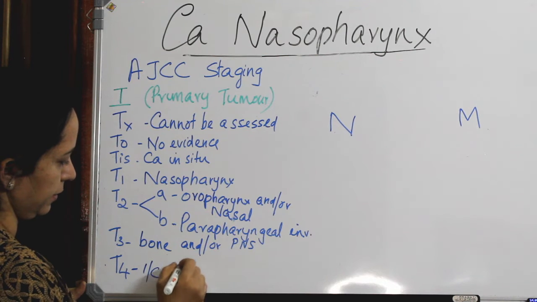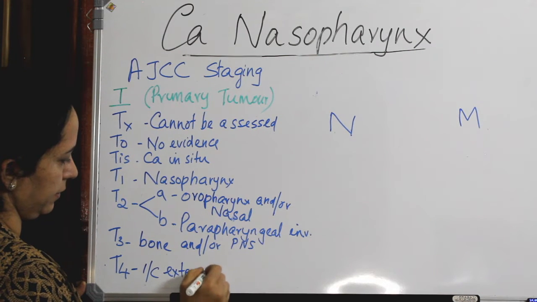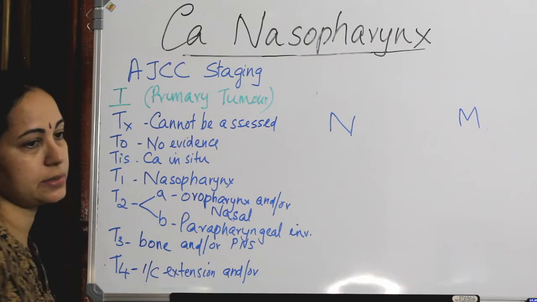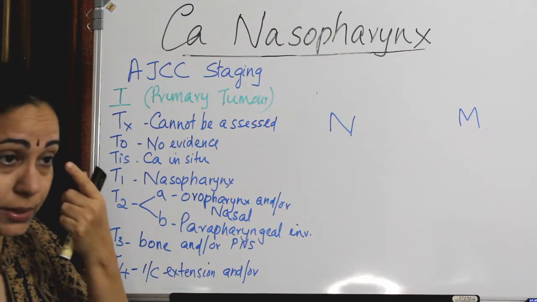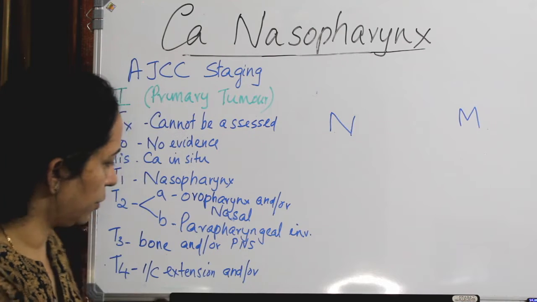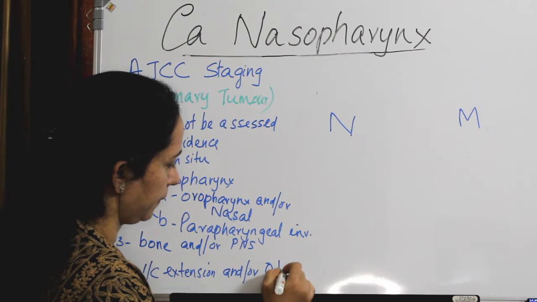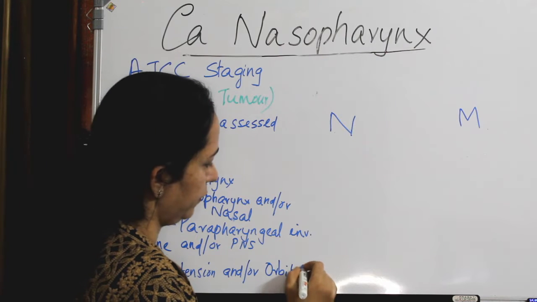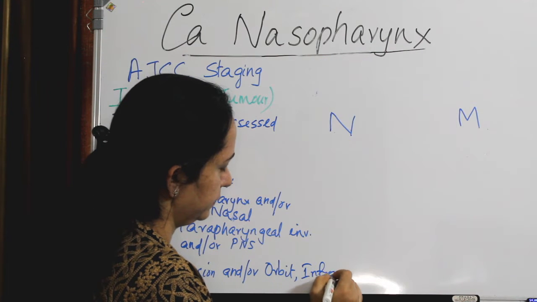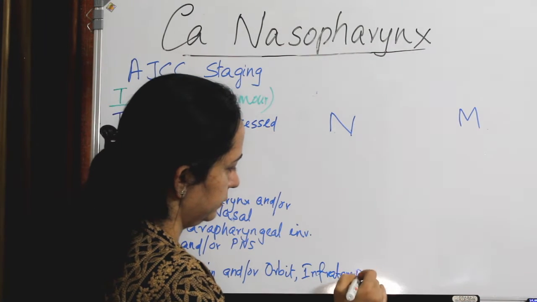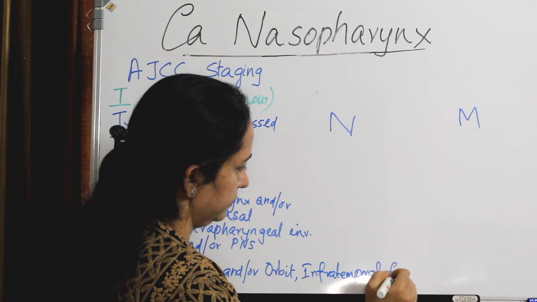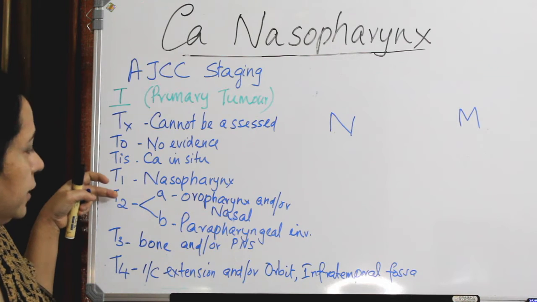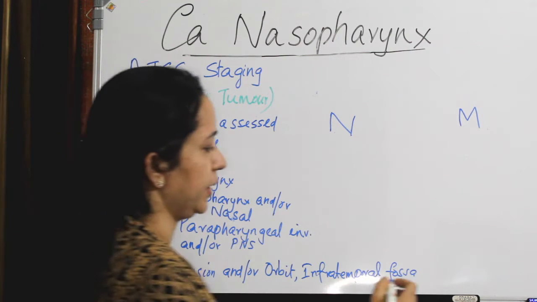Intracranial extension and or what? Neighboring structures. What are the neighboring structures? One is, you know, it is orbit. Then near to the orbit is infratemporal fossa. Okay. Then what? Going down. Oropharynx is already included in the T2A. So it is hypopharynx.